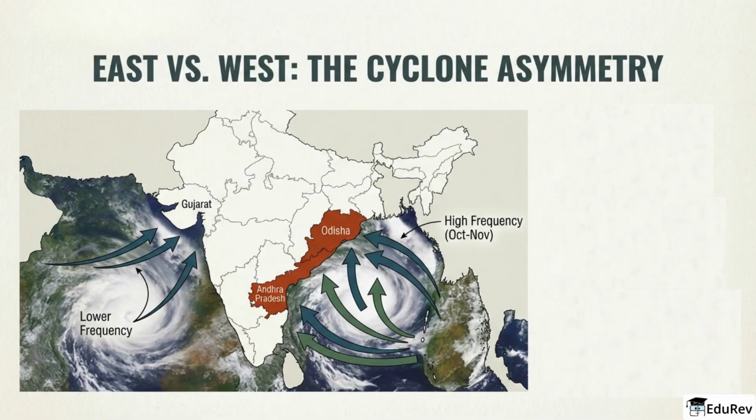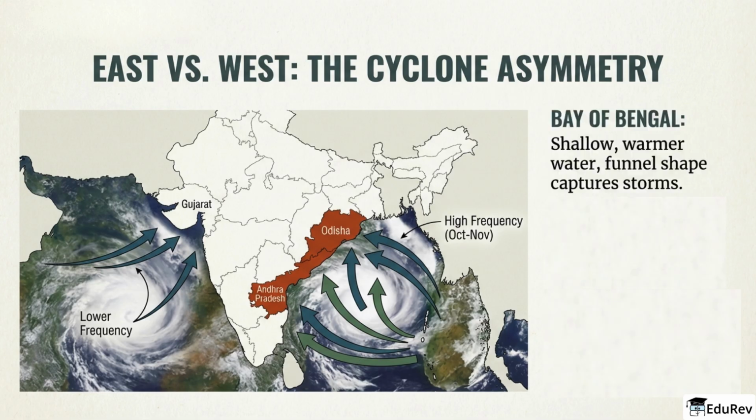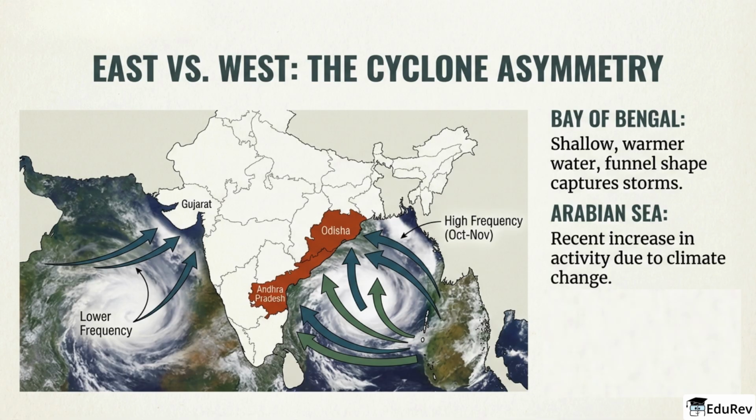Now, a very India-specific question. Why does the east coast see more cyclones than the west? Bay of Bengal is shallow, has warmer water, and its funnel shape captures storms. That's why the map highlights higher frequency, especially in October to November. Arabian Sea historically had lower frequency, but the recent increase in activity is seen due to climate change.